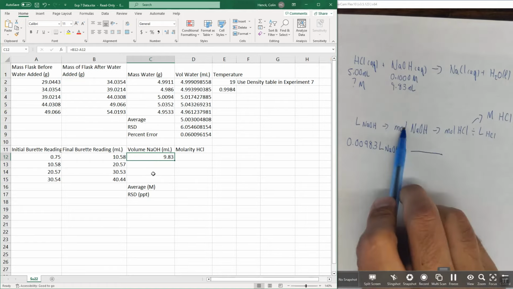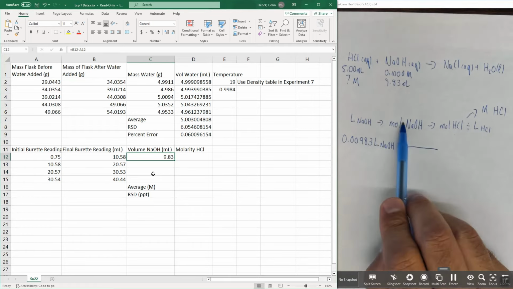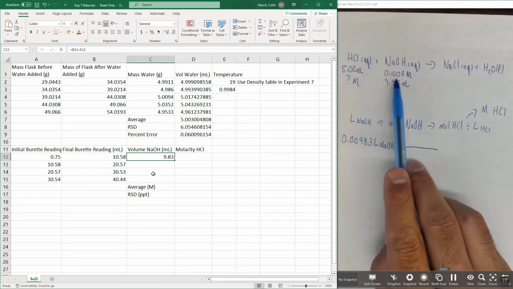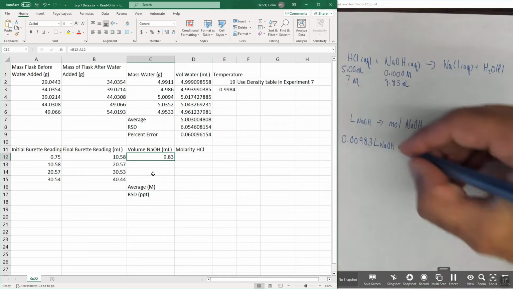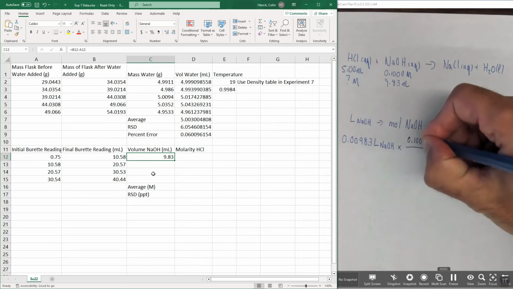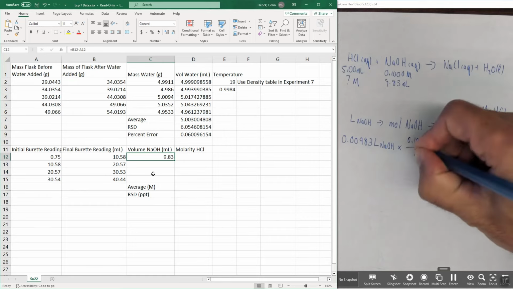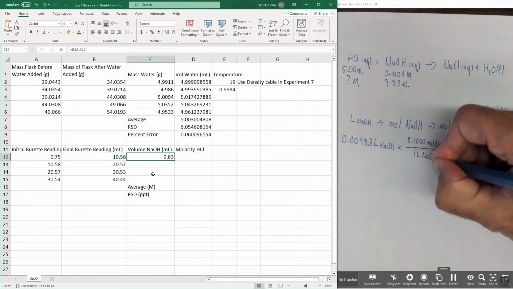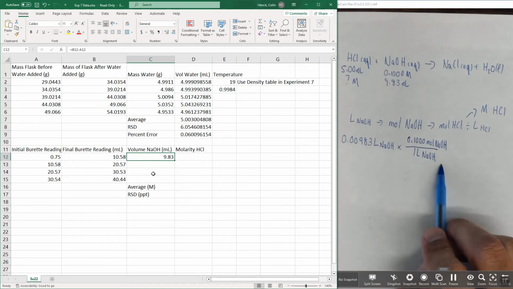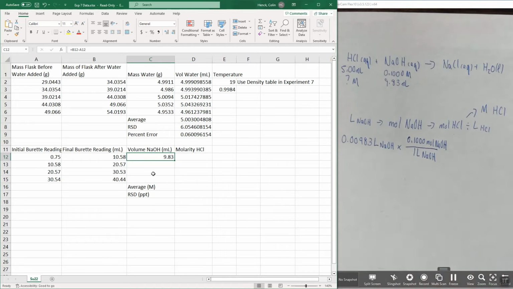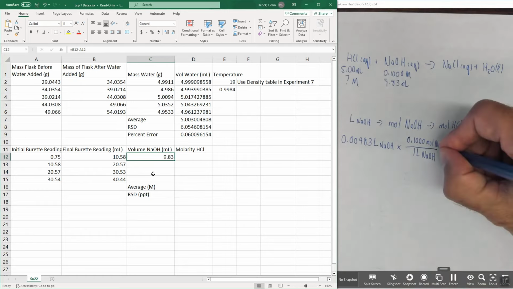We want to convert from liters to moles. If you recall from the stoichiometry section of the course, to convert from liters to moles, we always use a molarity. This means there is 0.1 moles per liter. Said another way, there are 0.1000 moles of NaOH per 1 liter of the NaOH solution. Liters goes on the bottom, so it'll cancel out, and we end up with moles of NaOH. So this is the molarity, number of moles per 1 liter, times.